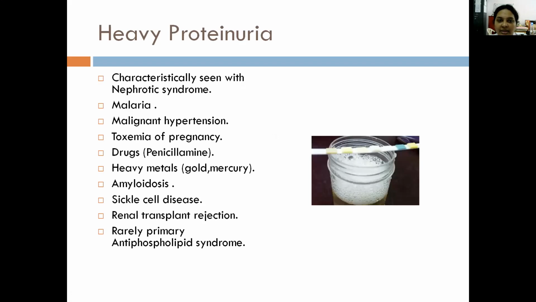So what are all the causes for heavy proteinuria? It is characteristically seen with nephrotic syndrome. As I have said before, nephrotic syndrome is one of the classical examples for heavy proteinuria. Others include malaria, malignant hypertension, toxemia of pregnancy, drugs like penicillamine, heavy metals like gold and mercury, amyloidosis, sickle cell disease, renal transplant rejection, and rarely primary antiphospholipid syndrome.